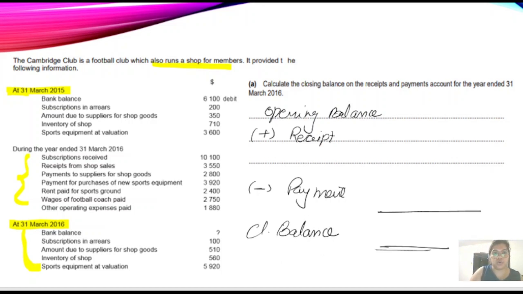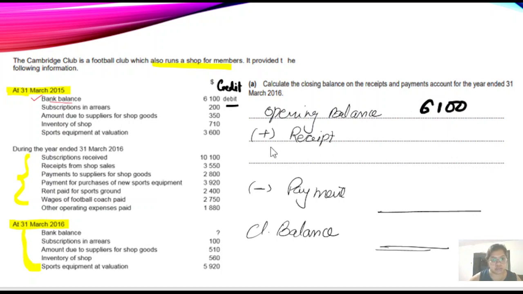So now how are you going to solve this? First you need to know what your opening balance is. It is clearly given in your question, the bank balance, that is 6100. It's a debit balance, meaning positive, so you need to write 6100 here. If instead of a debit there is a credit balance, then you have to put it in brackets, because then it's not your bank balance, it's your bank overdraft.